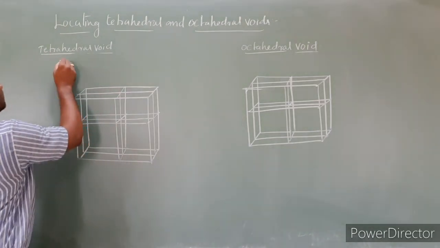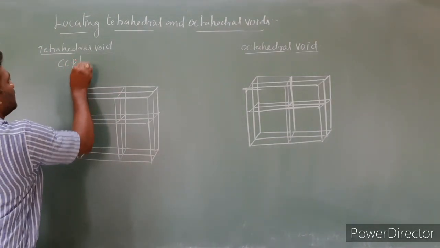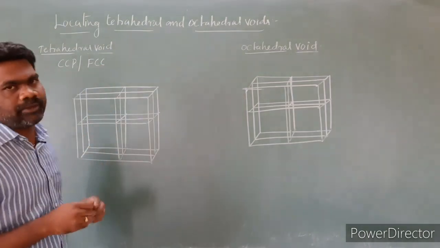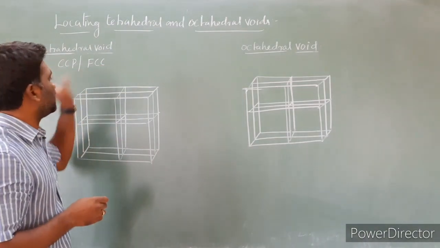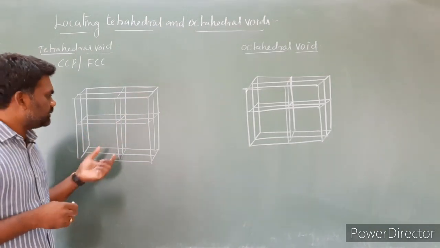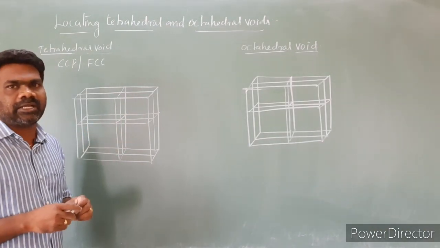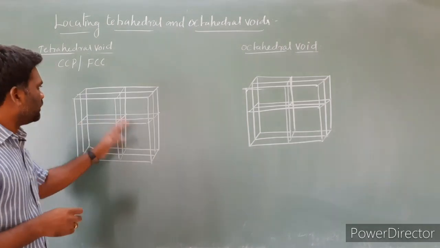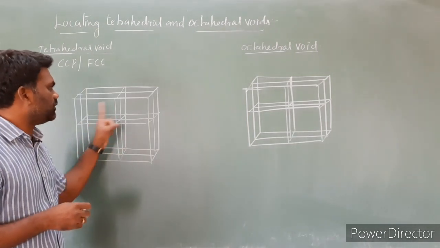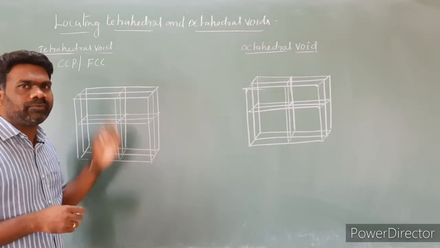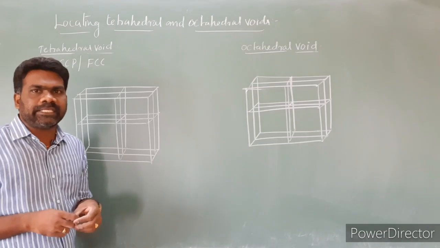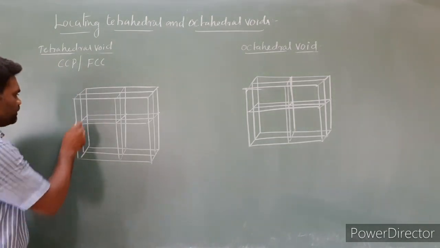I am taking a CCP, cubic close packing, or FCC, face centered cubic unit cell. In the CCP or FCC, we have to look at where the tetrahedral void is present. If you look at this unit cell, we have 8 small cubes: the front side has 4 and the back side has 4. In these 8 small cubes, we have to identify where the void is present.